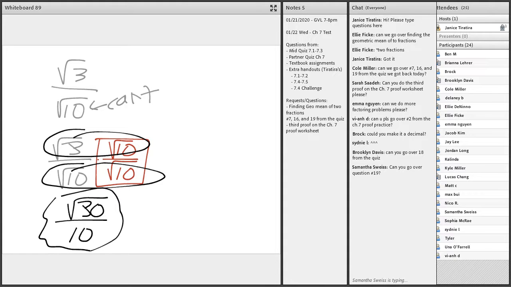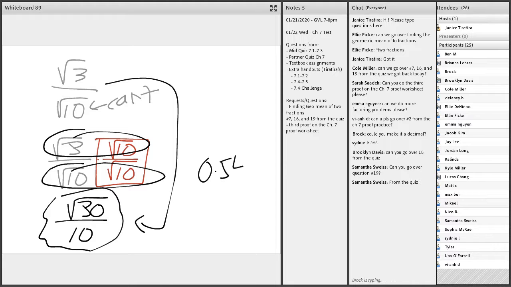So earlier we had rad 3 over 10. We converted it to rad 3 over rad 10, and then we converted that to rad 30 over 10. So rad 30 over 10 is one answer, or 0.5477 and so on is our other answer. Okay.